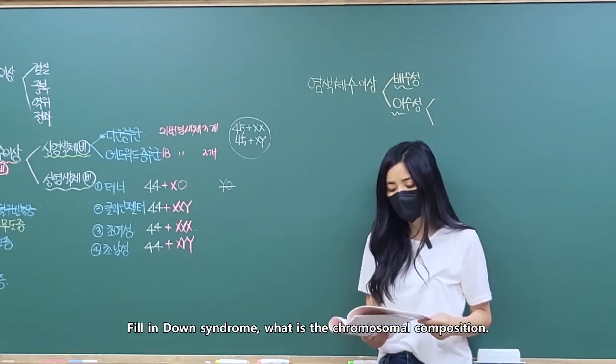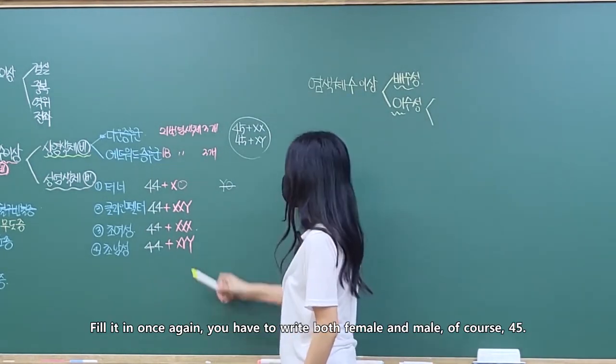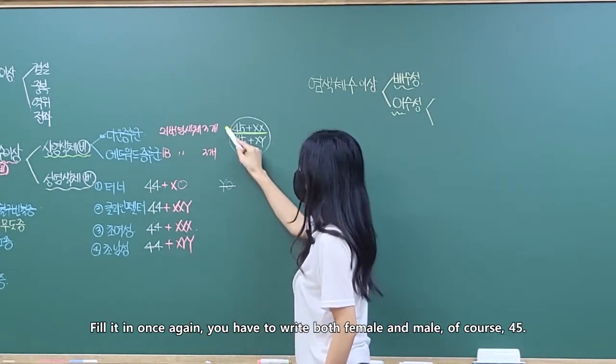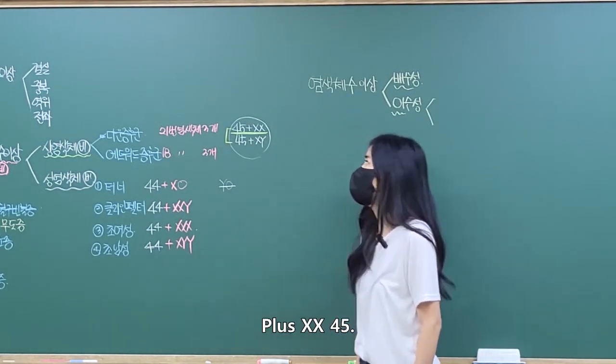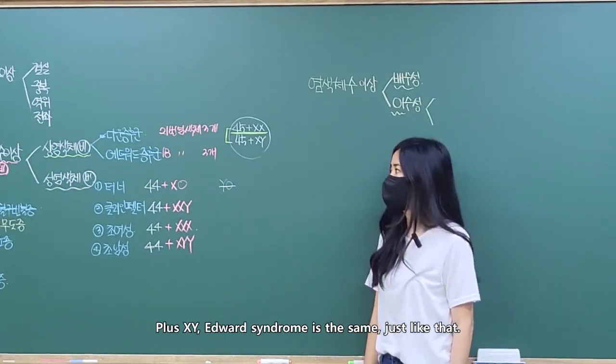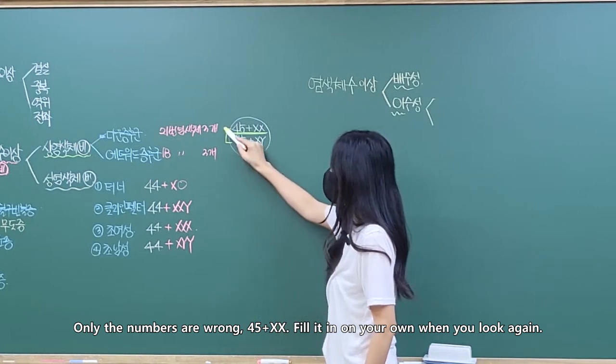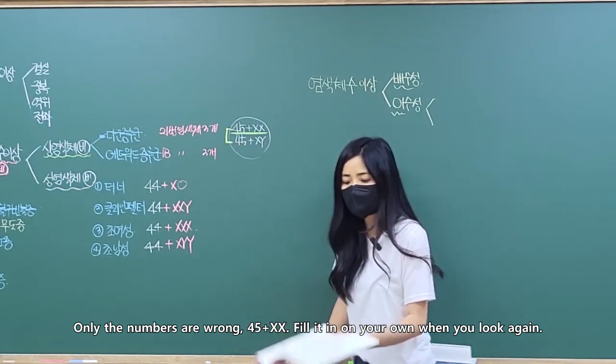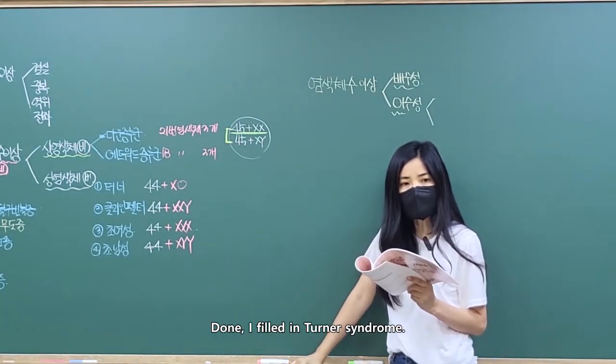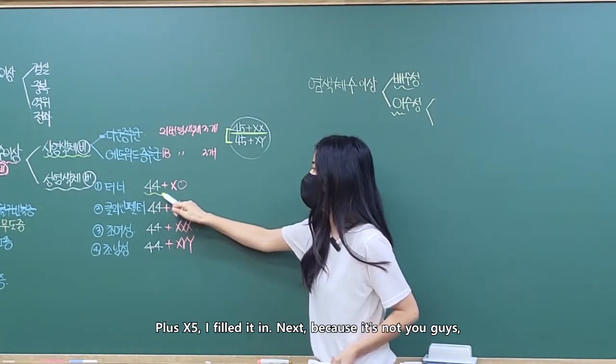What is the chromosomal composition? How should I fill this part? Fill it in once again. You have to write both female and male, of course: 45 plus XX, 45 plus XY. Edwards syndrome is the same, just like that. Only the numbers are different. 45 plus XX. Fill it in on your own when you look again. Done. I filled in Turner syndrome. How? 44 plus X. I filled it in.